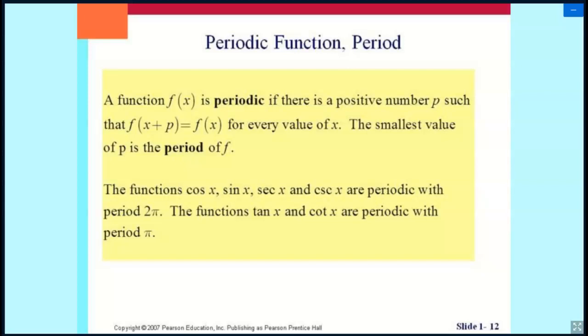A function f of x is said to be periodic if there is a positive number p such that f of x plus p equals f of x for every value of x. The smallest such value is known as p for period. The functions cosine, sine, secant, and cosecant have periods in a regular cycle of 2 pi. Tangent and cotangent are pi. The period length can change with transformations.